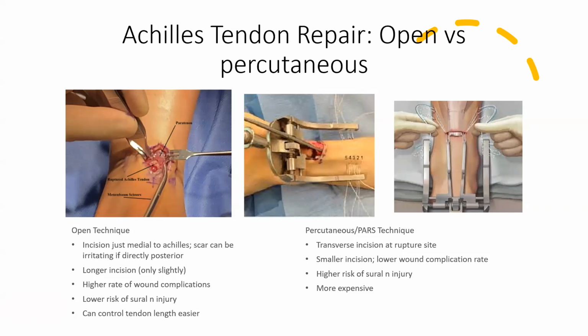With the minimally invasive technique, the primary benefit is that it's minimally invasive, so it's a smaller incision, meaning you have a lower wound complication rate. But there's a higher rate of hitting the sural nerve, a nerve that sits right near the Achilles tendon, and it's a more expensive construct.